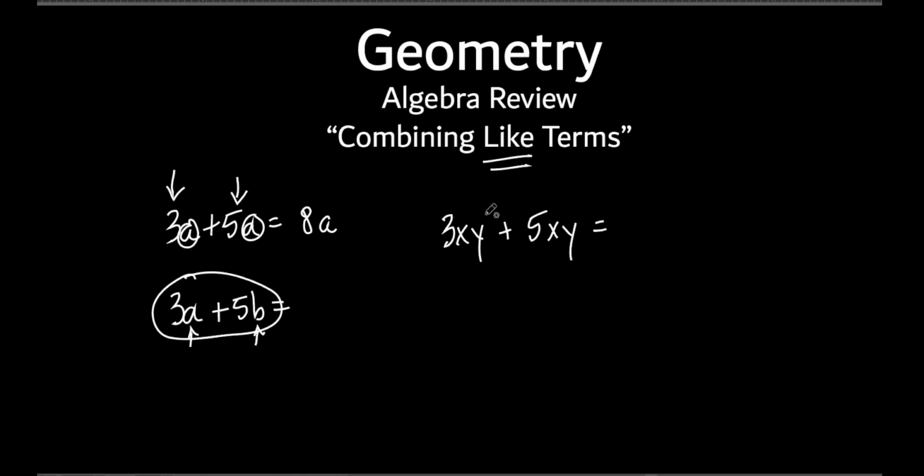That's right. Okay. So what is your term? What is the term? xy, because those are your variables. They have to be exactly the same. So that would give you 8 what? xy. Yeah. I have a question.